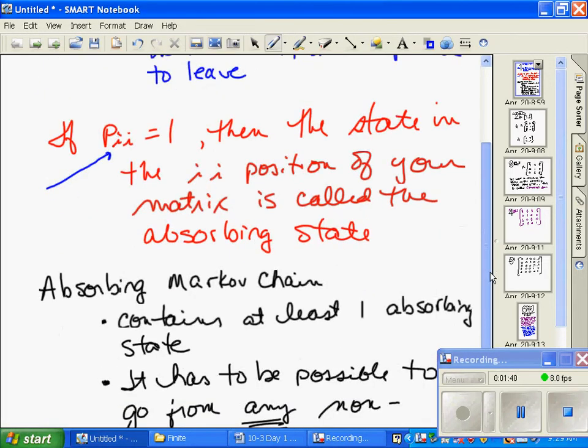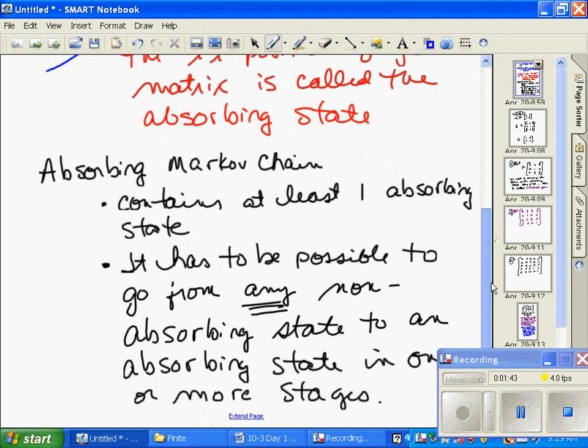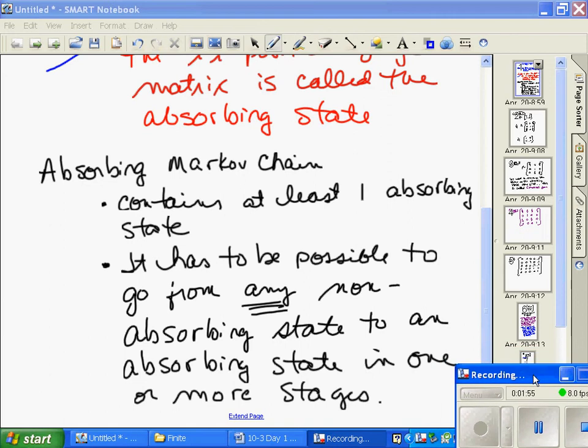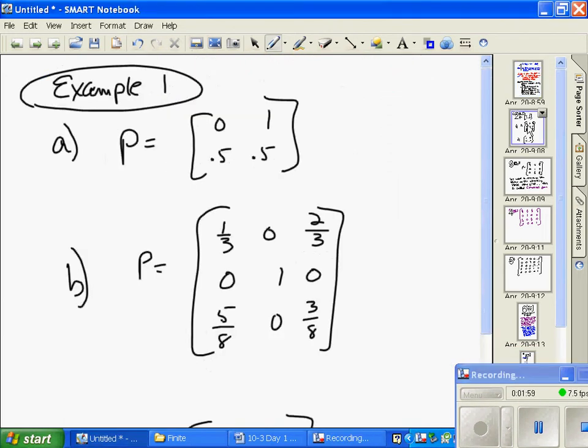Now, an absorbing Markov chain contains at least one absorbing state. It has to be possible to go from any non-absorbing state in that matrix to an absorbing state in one or more stages. And I am going to show you some examples here in the next slide. Okay.